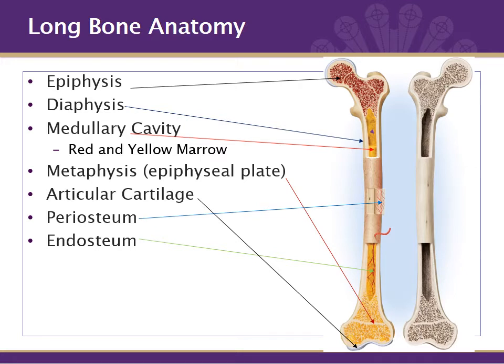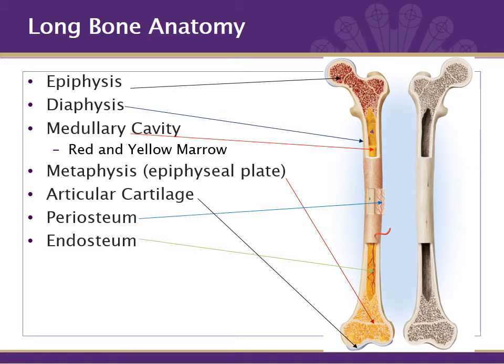There are two types of marrow, red and yellow. Red produces red blood cells. In juveniles, all of their marrow is red. As adults, a larger portion of our red marrow is converted to yellow, which is more fatty and used for storage. Metaphysis, or epiphyseal plate.